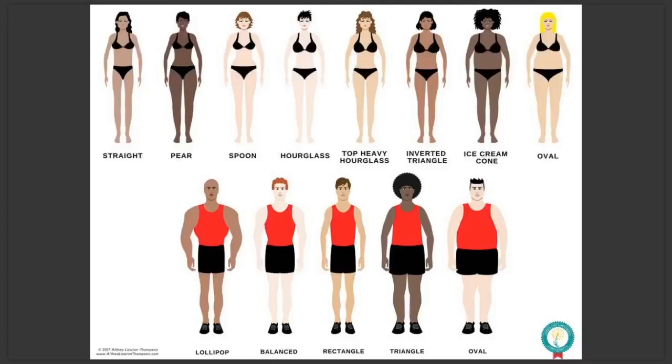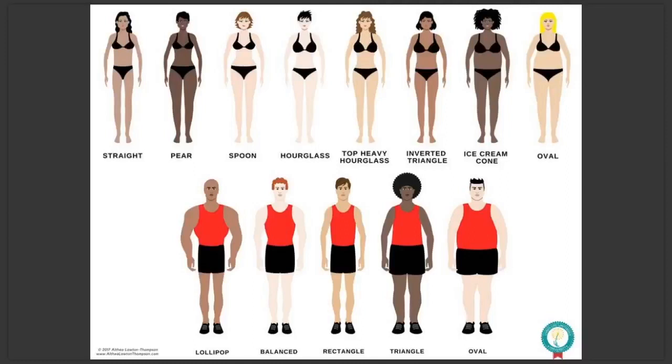In the spoon shape, it's slightly different. It has the smaller waist. It has a smaller chest and narrow shoulders. The hips are wide, like in the pear shape, but the legs tend to get smaller as it moves down toward the knees and the calves.